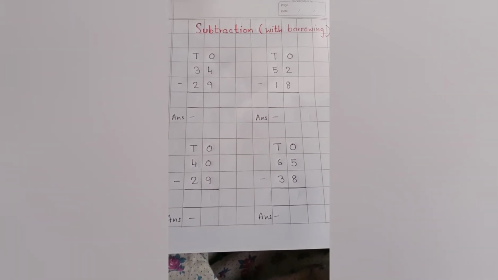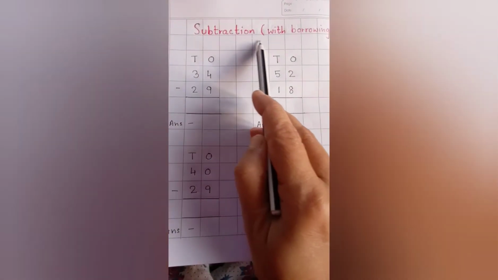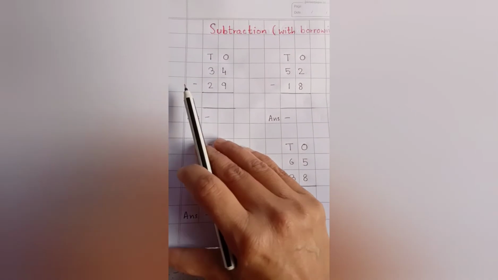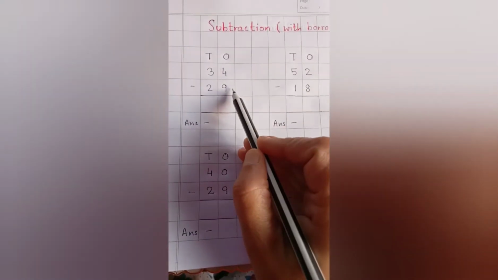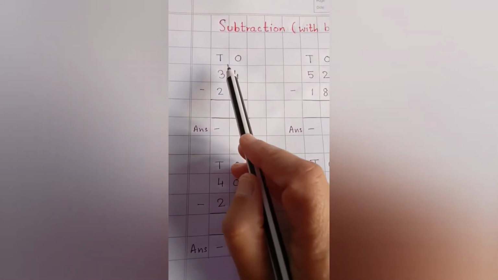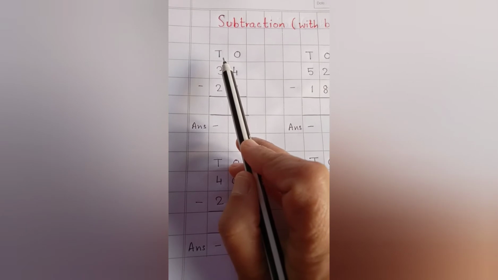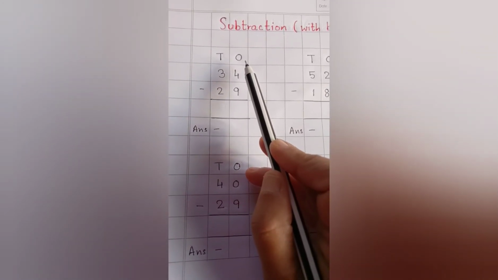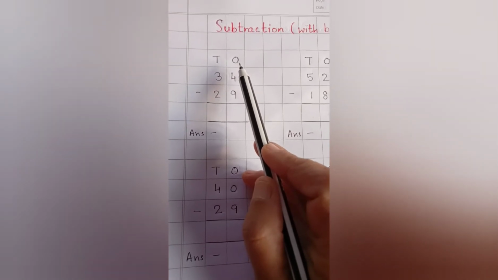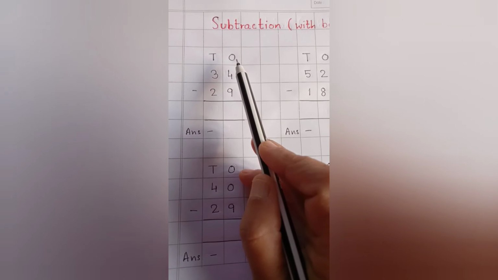Now today we are going to learn another way of subtraction, that is subtraction with borrowing. Now let me explain it to you. What is subtraction by borrowing? Children, I told you that whenever we do subtraction, we start from the ones column. T for tens and O for ones. So always we start from the ones column.